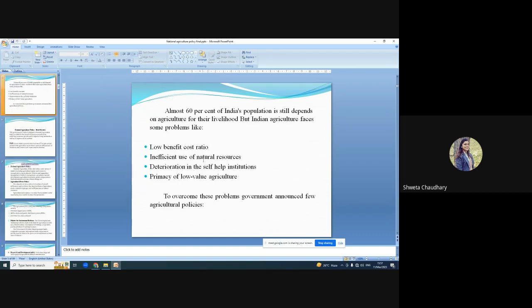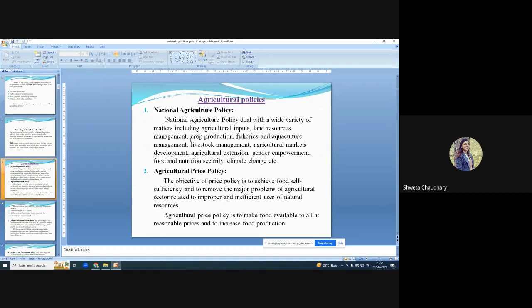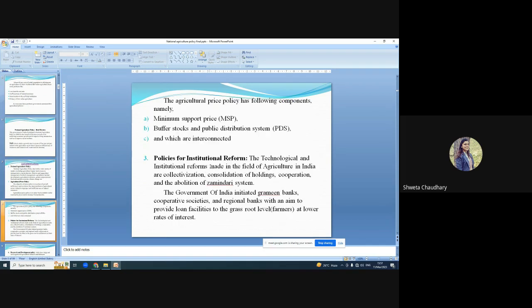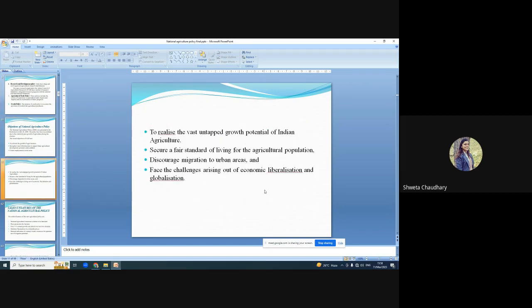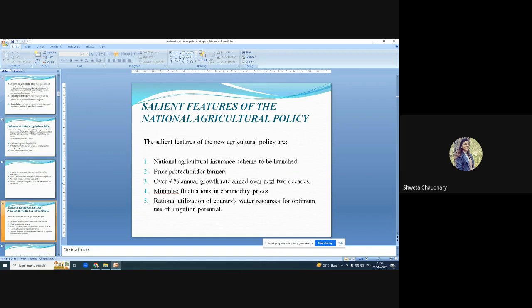What is all NAP all about? This is institutional reforms. We have different zamindari system, corporations, research and development, trade policy, credit policies. Then we have studied the salient features.